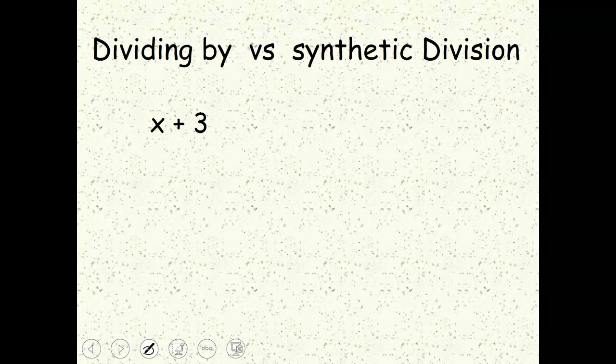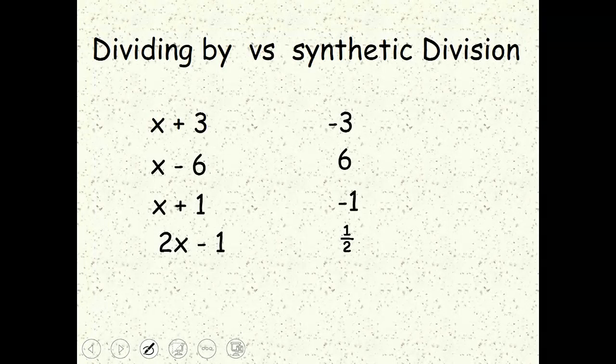So for instance, if I have a factor of x plus 3, that is a root of negative 3. Or if I have a factor of x minus 6, that gives me a root of 6. A root of negative 1 gives me a factor of x plus 1. And a root of 1/2 really gives me a factor of 2x minus 1, since that's how I would get 1/2, right? I'd add 1 divided by 2 to get 1/2. So I'm putting this out there because to introduce synthetic division, which is really like synthetic substitution, we need to know what part to use.